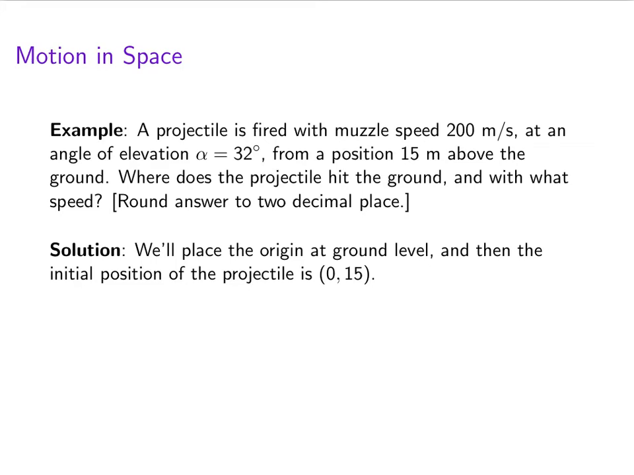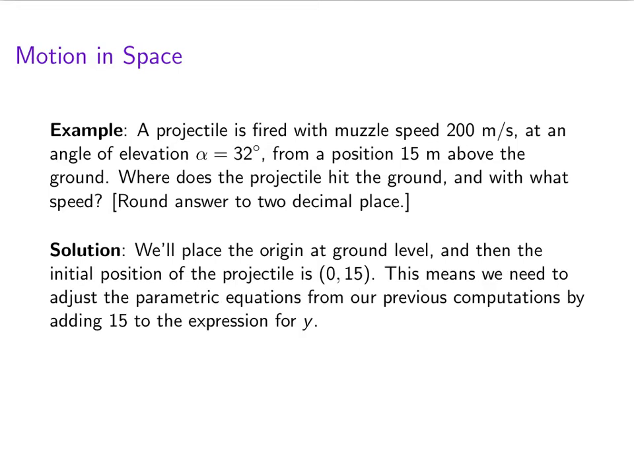So we'll go ahead and place the origin at ground level, and then the initial position of the projectile is (0, 15). So this means we need to adjust our parametric equations that we came up with in the previous computations by adding 15 to the expression for y. So that moves everything up 15 units.